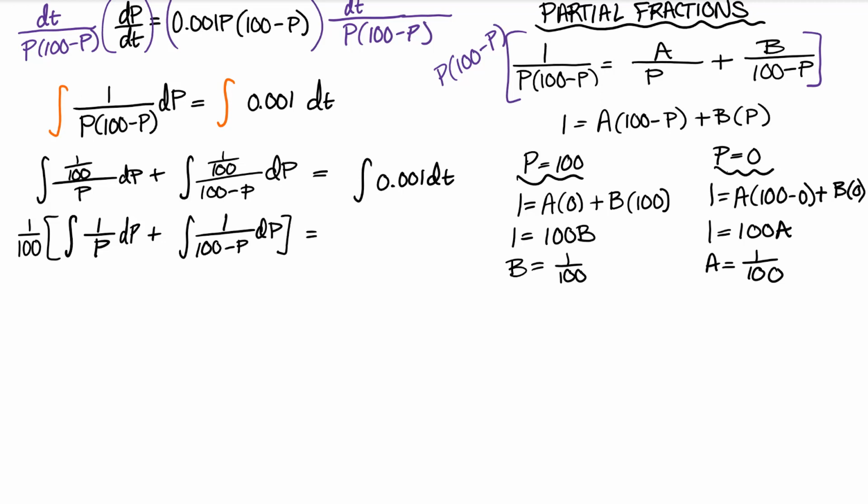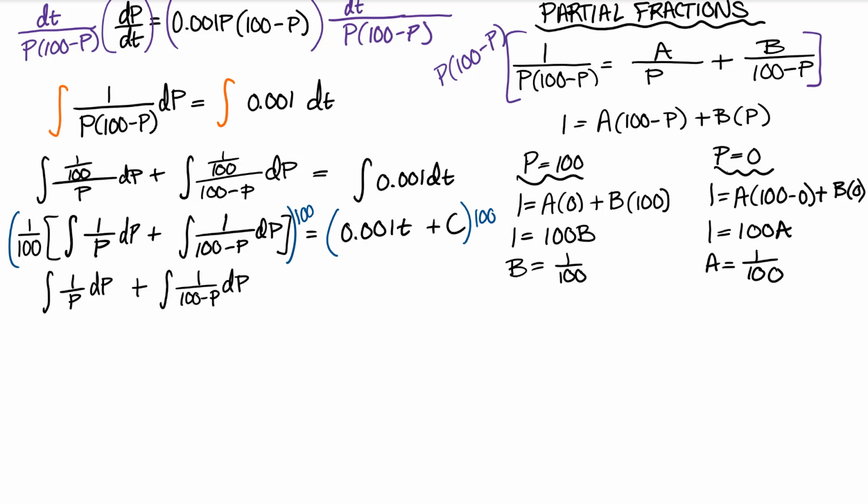The integral of 0.001 with respect to t is 0.001t plus c. I can multiply both sides by 100 to get this 1 over 100 to the right side. When you distribute 100 times 0.001t, you get 0.1t. When you distribute 100 to a constant, you get 100 times a constant, which is another constant, so it remains as c. The integral of 1 over p is natural log absolute value p.